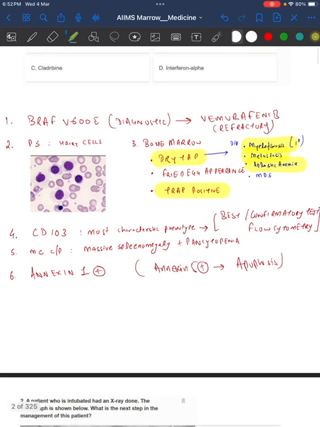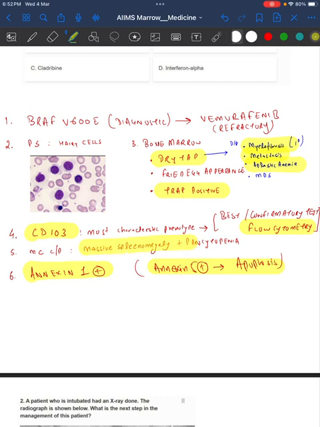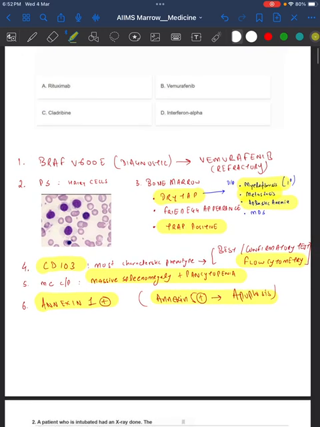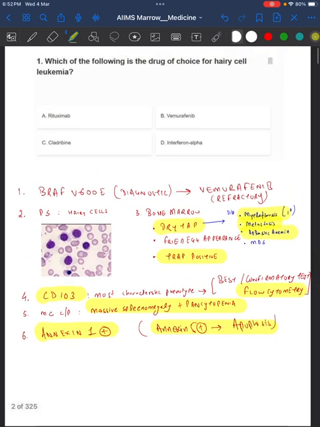The next thing is one of the most important confirmatory tests, the flow cytometry, where we will be checking the CD103 positivity. And there is also annexin 1 positivity which is seen in this hairy cell leukemia. With this you should also know that annexin 5 positivity is seen in apoptosis. Then mostly the patient presents with massive splenomegaly with pancytopenia. So any patient coming to you with pancytopenia and massive splenomegaly, this should be one of the most important differentials.